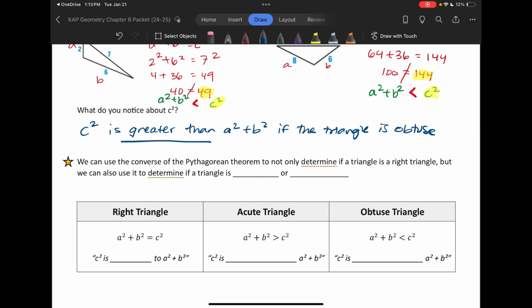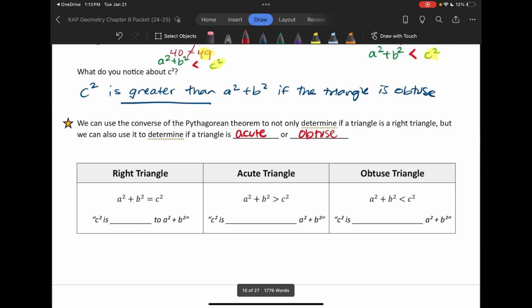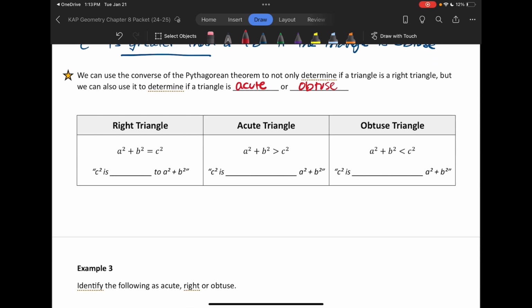We can use the converse of the Pythagorean theorem to determine if a triangle is a right triangle, but we can also use it to figure out if the triangle is acute or obtuse, right? And so we kind of wrote this here in green up above. Here's just us reiterating it formally in this table so that you have this as reference. In a right triangle, you're going to notice that a squared plus b squared is equal to c squared. What you should be looking for here in parentheses is that if it's a right triangle, c squared is equal to a squared plus b squared.